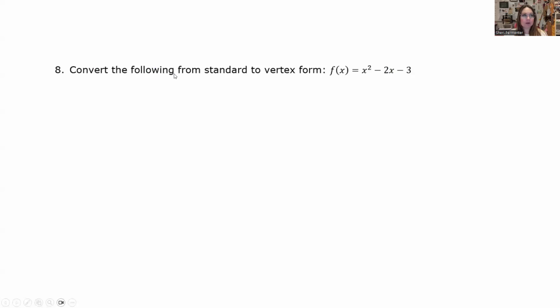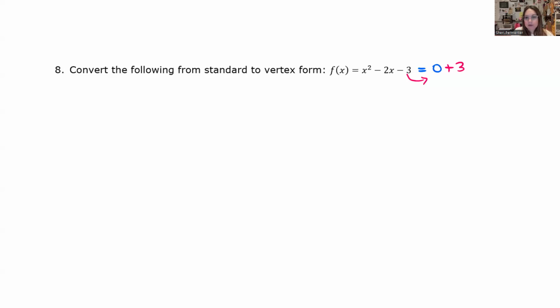The next question, convert the following from standard form to vertex form. And so we're going to do this by completing the square. And so to complete the square, my first step is to always set it equal to 0 and to move the constant to the other side. So that is always my first step. Set it equal to 0 and move the constant.